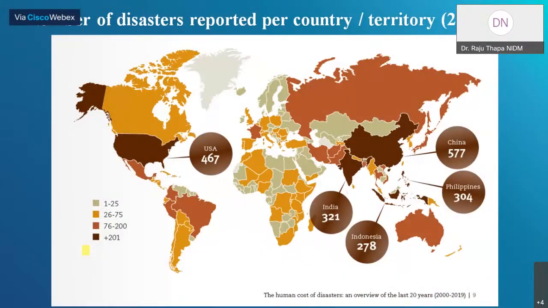And if you just see the number of disasters reported, you will see that the highest numbers are reported from USA and India, China, particularly Asia, because Asia has a high frequency of disasters because of its geoclimatic conditions. They have flood plains, river basins, and seismic fault lines, everything is here. So because of all that, various types of disasters occur here regularly.